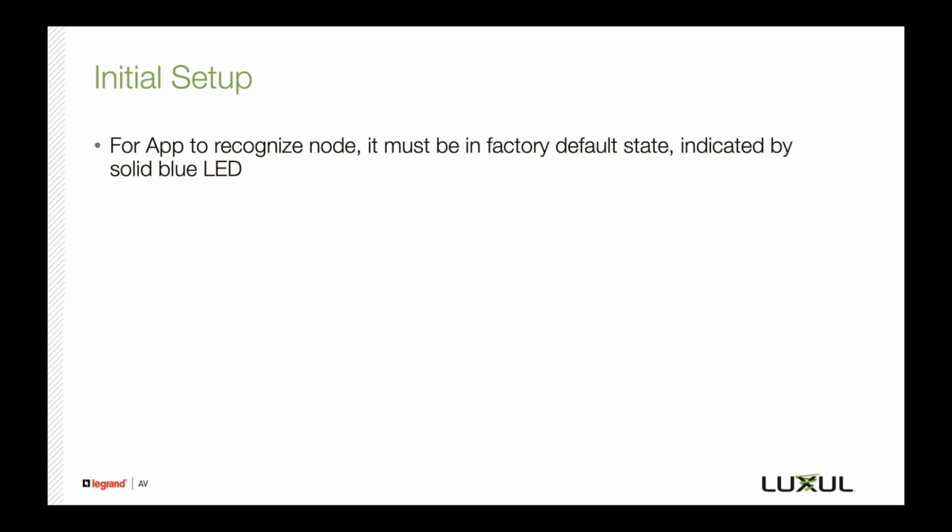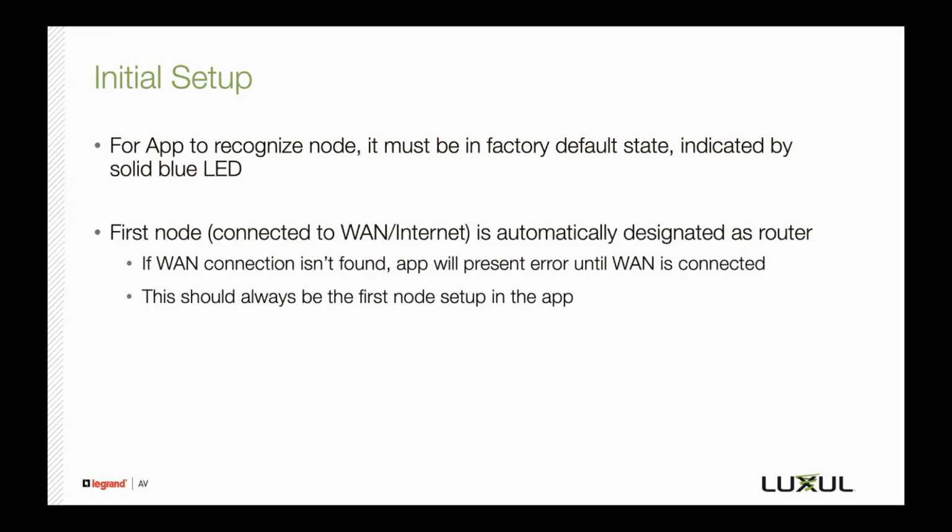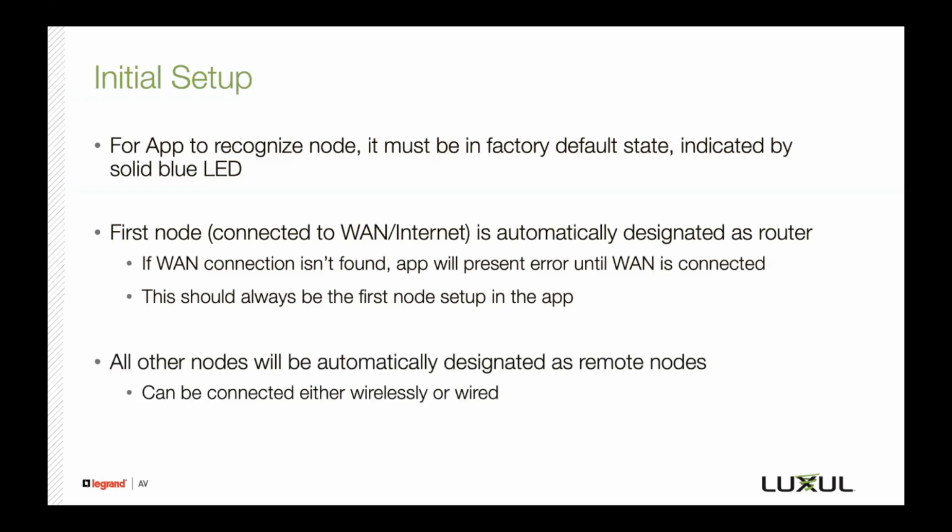It does have to be in a factory default state, so you want to look for that blue LED. The first one you're going to set up is going to be designated as the router node, and so it does need to be connected to the internet with that internet WAN connection. Okay. And then other nodes, of course, are all automatically going to be set up as remote nodes.